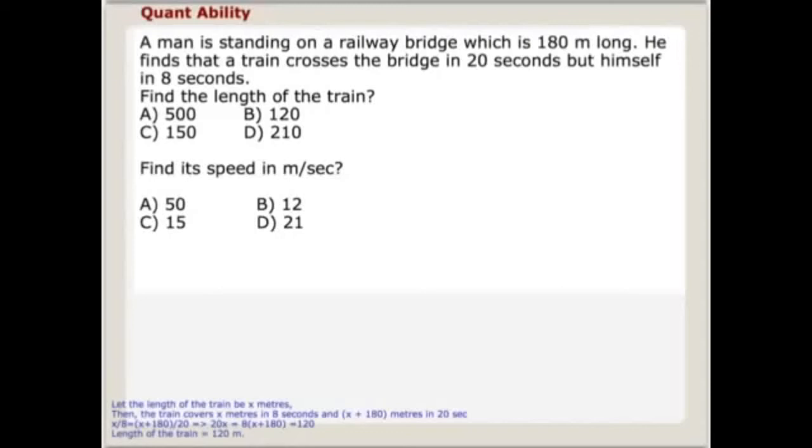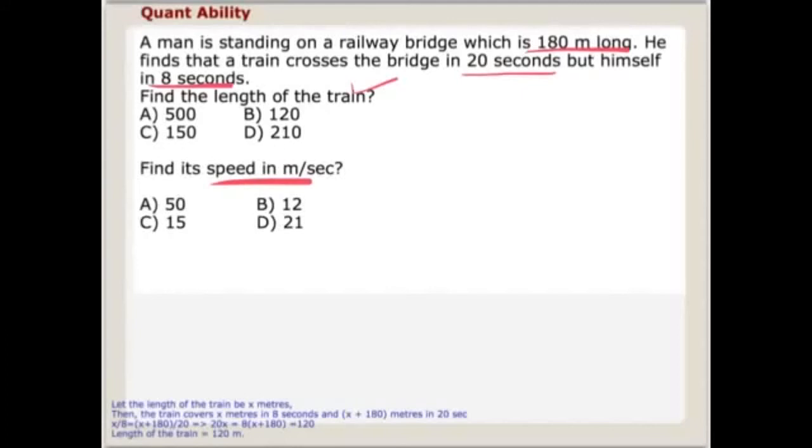A man is standing on a railway bridge, which is 180 meters long. He finds the train crosses the bridge in 20 seconds and crosses himself in 8 seconds. What is the length of the train? What is the speed of the train? So these are the 2 questions you have to solve.